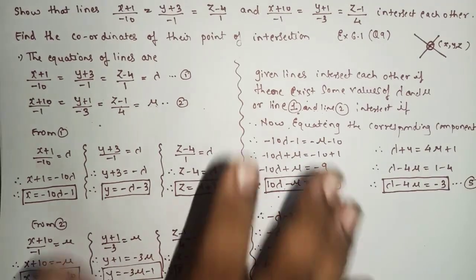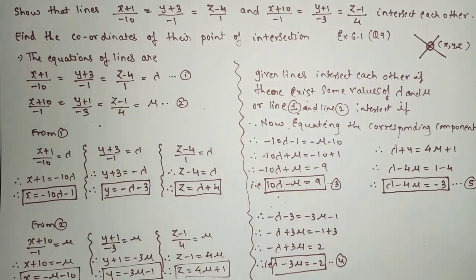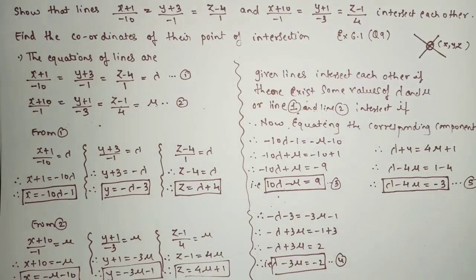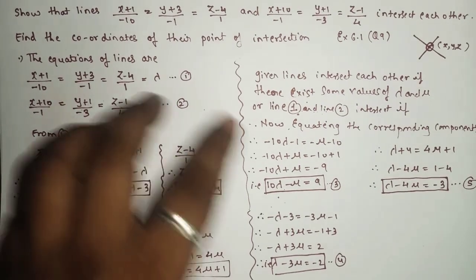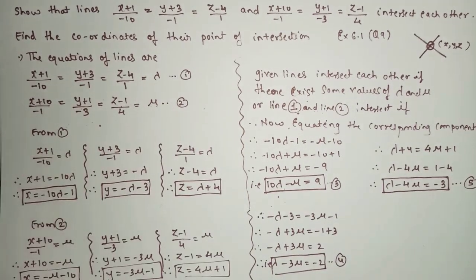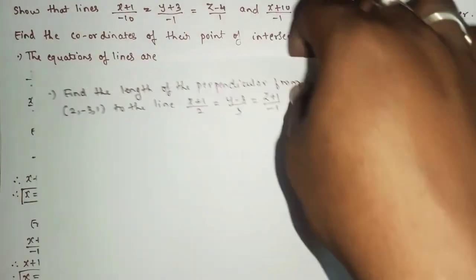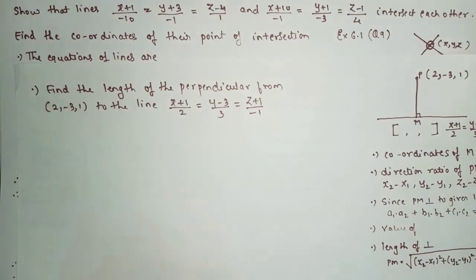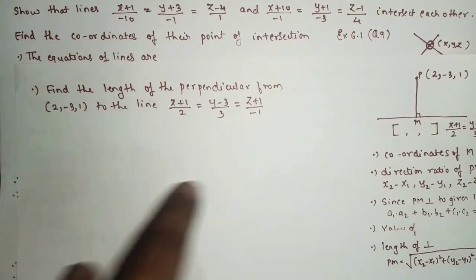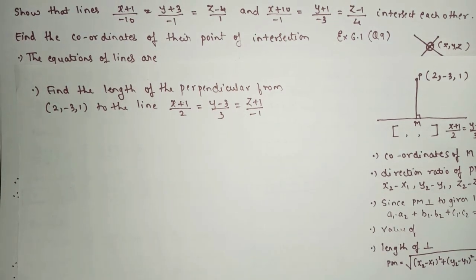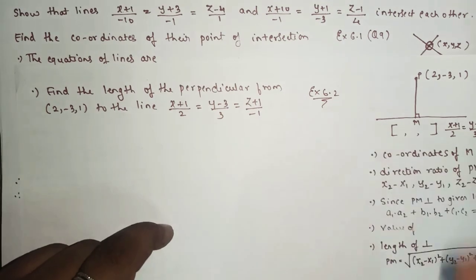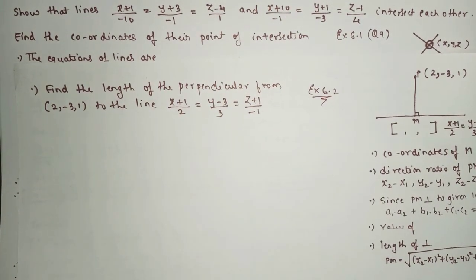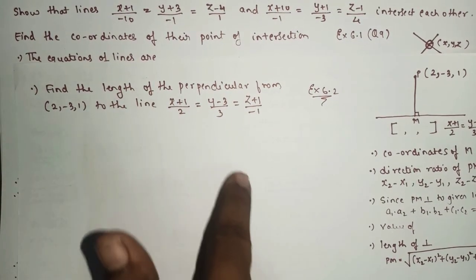So that's why before dealing with this sum, I took this example of exercise number 6.1, question number 9. Okay, so it is a very important sum. With the help of this concept only, now we'll solve the next sum, that is how to find the length of the perpendicular, and this concept is there in exercise number 6.2. Okay, so let's begin with the next sum.